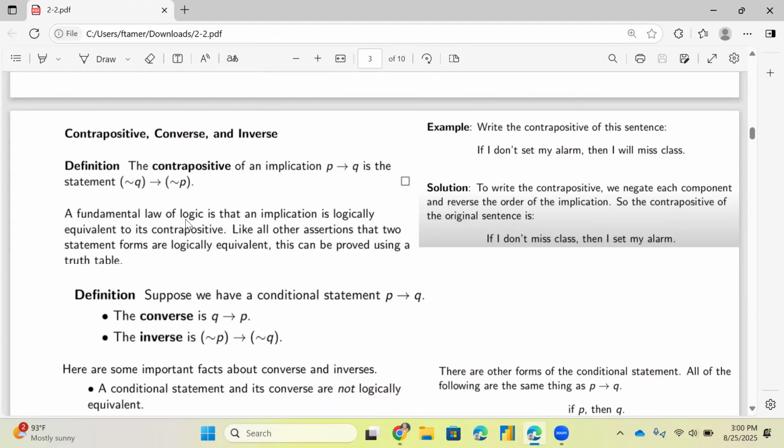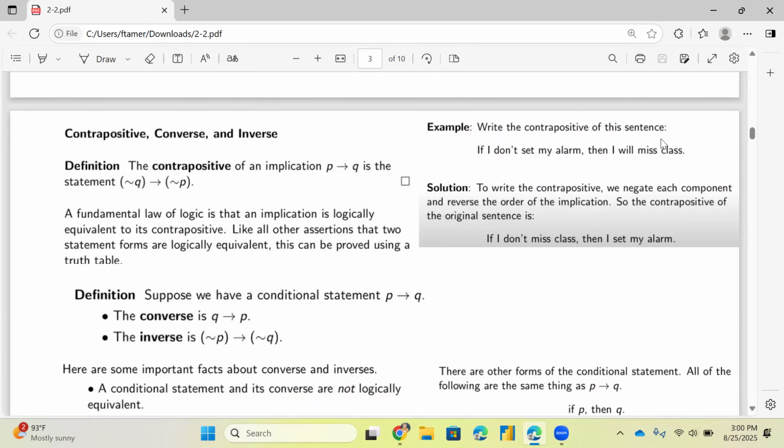A fundamental law of logic is that an implication is logically equivalent to its contrapositive. Like all other assertions that two statement forms are logically equivalent, this can be proved using a truth table. So here is an example.